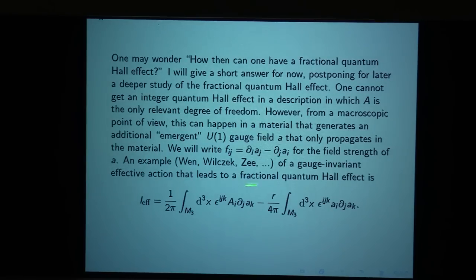Now, an example of a gauge invariant action that leads to a fractional quantum Hall effect is this one. For little a, I take a Chern-Simons function with a coefficient r, but I also couple big A to little a with a coefficient of 1.